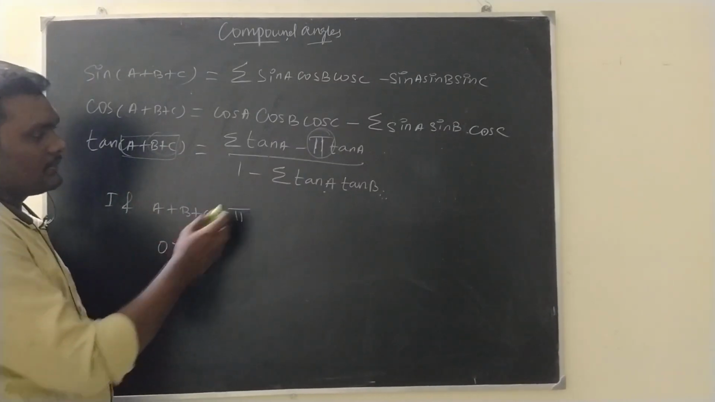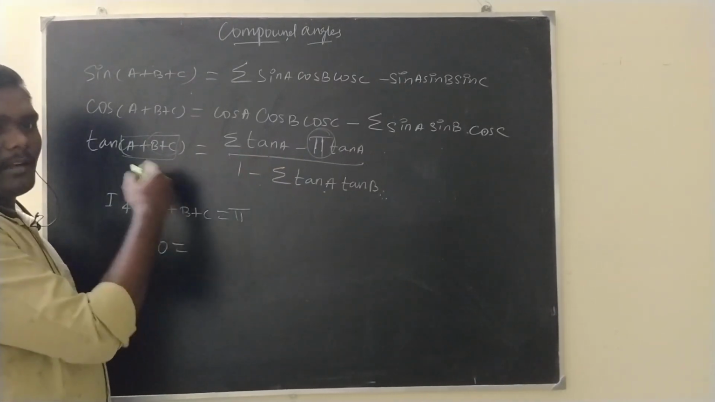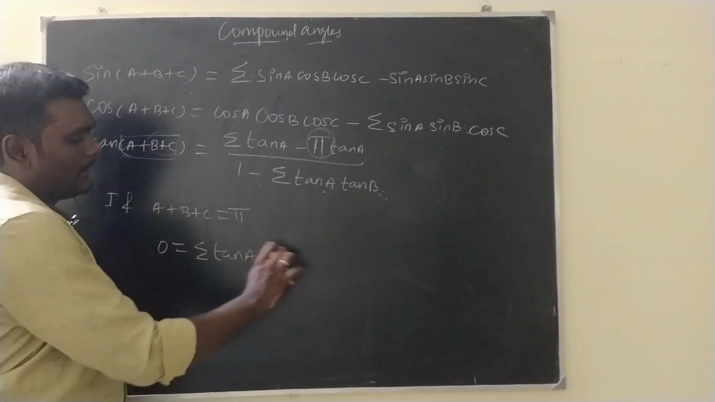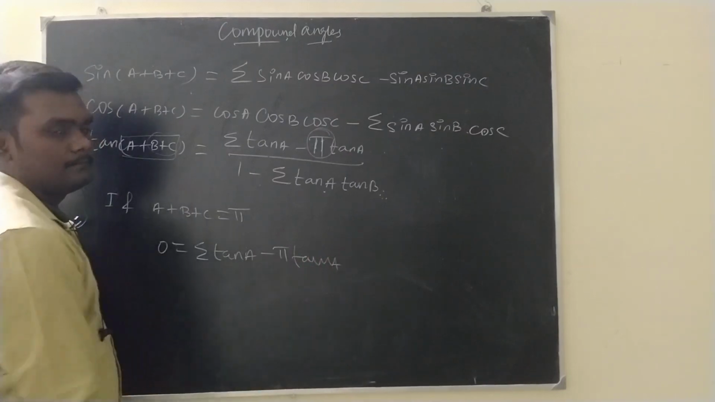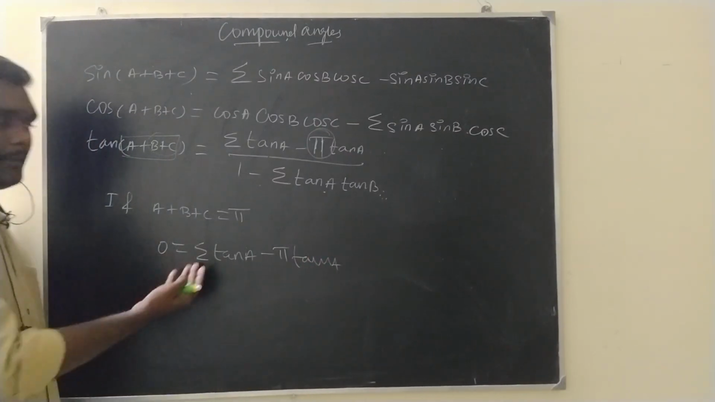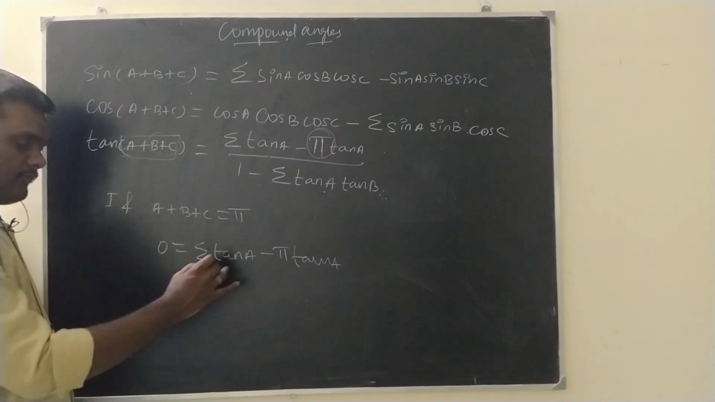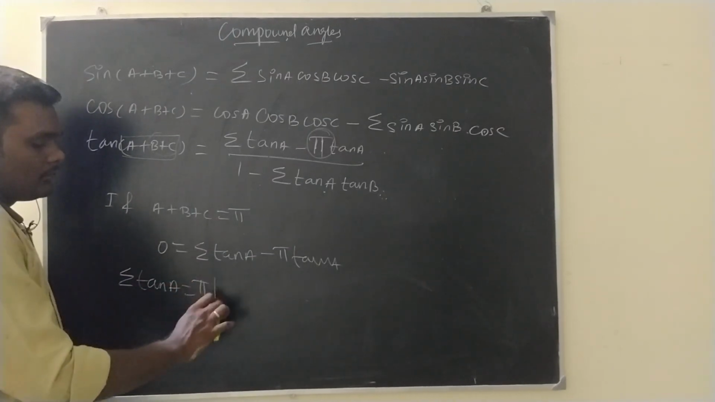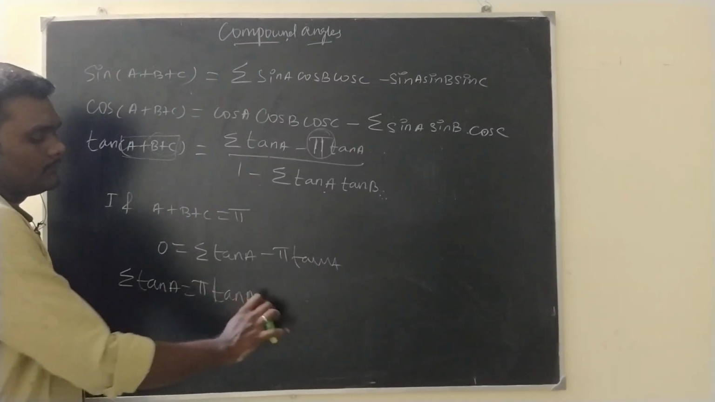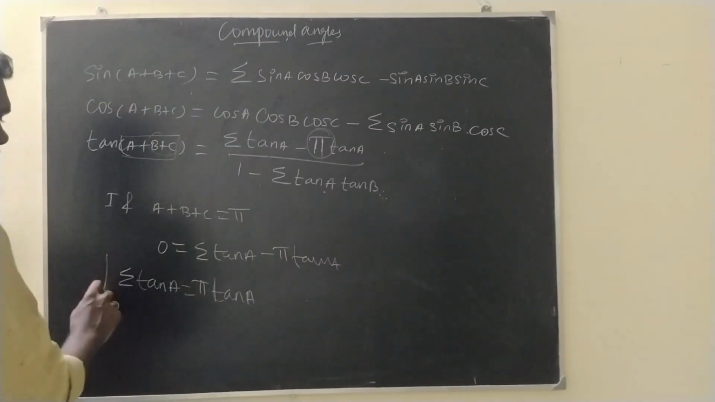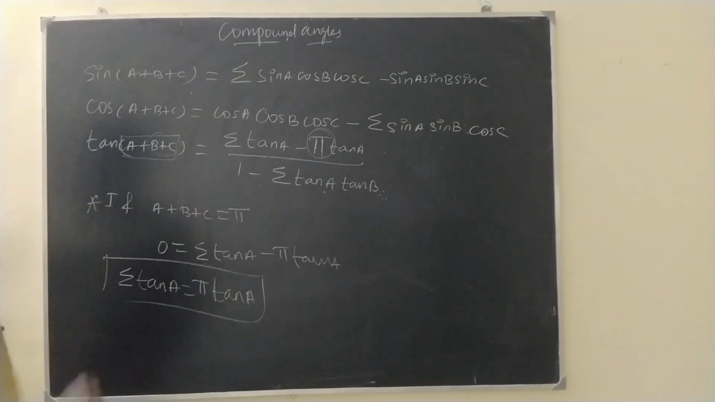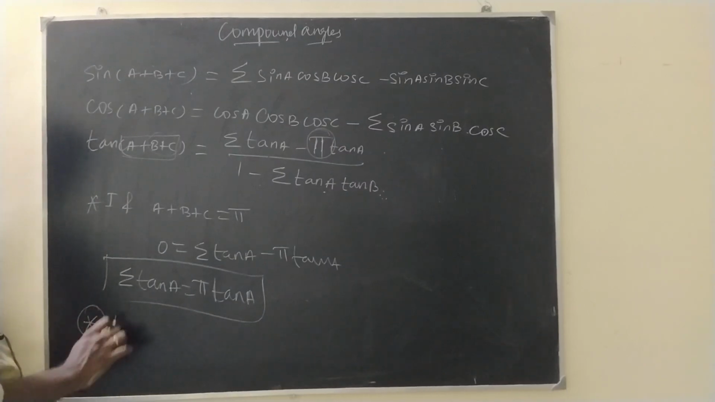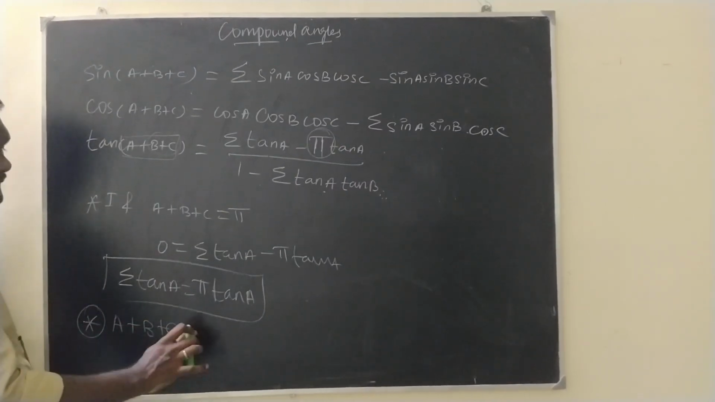So 0 equals, here this can be transposed to the other side, that means this sigma tan A minus product of tan A. Then when this happens, we can equate things. This sigma tan A will be equal to product of tan A. This is one result if A plus B plus C is pi. Suppose if A plus B plus C is pi by 2, that is 90 degree.